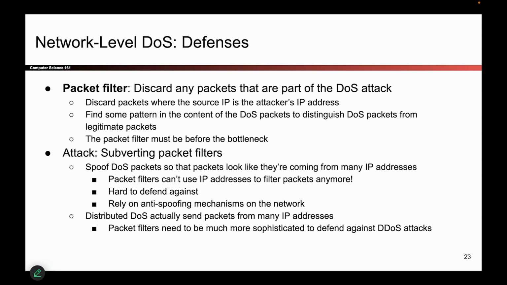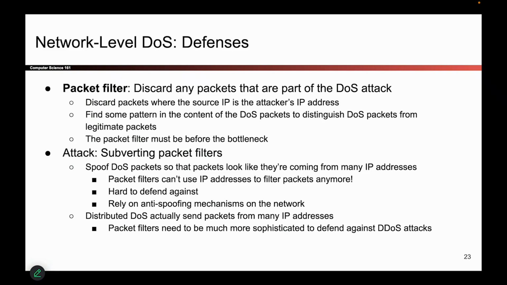How do you know what packets are part of the attack and which ones are not? Once again, that can be kind of hard. If there's just one attacker, maybe you can just check the source IP field. And if the packet is coming from the attacker's IP address, then you drop that packet and you ignore it so that it doesn't bother the server or any later network component. That might be something you can do.